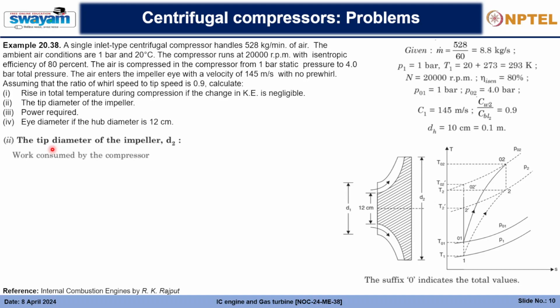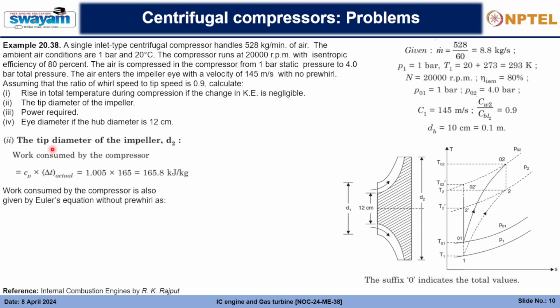For that, we'll have to evaluate the work consumed by the impeller. So the work is given by Cp into delta T actual. So delta T actual is 165, and Cp into 165, that way we get 165.8 kilojoule per kg. Now the work consumed by the compressor is also given by Euler's equation without the pre-whirl. So Euler's equation is CBL2 into CW2 divided by 1000, that is equal to 165.8.